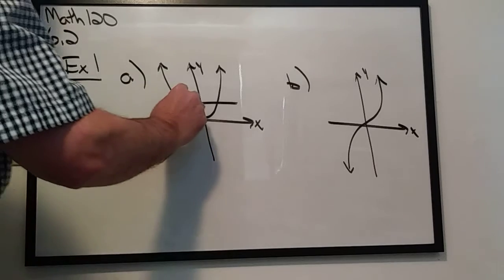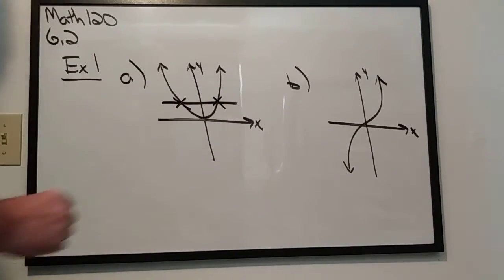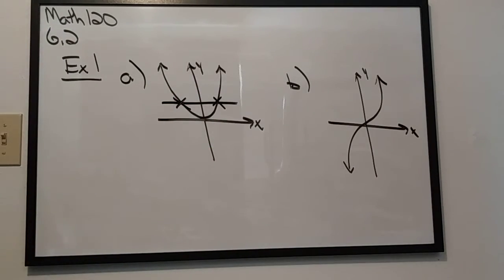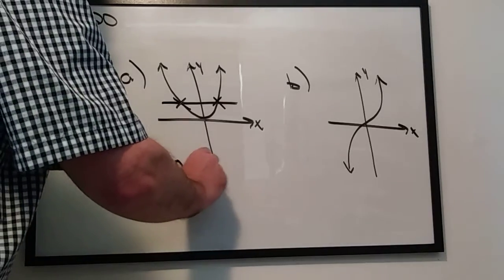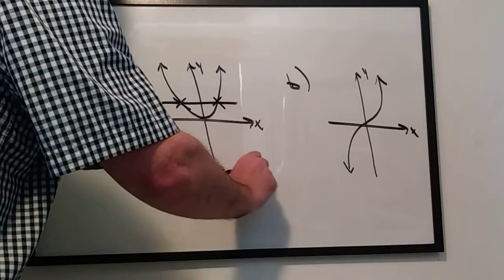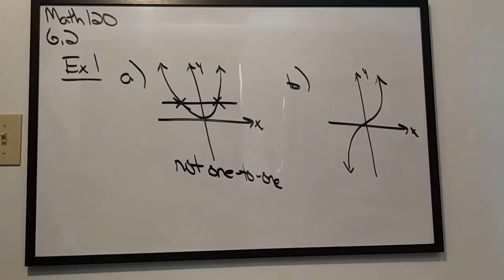So as you look at this horizontal line, we're crossing through twice. That means then that this function is not one-to-one. So you can go ahead and on the handout circle no.